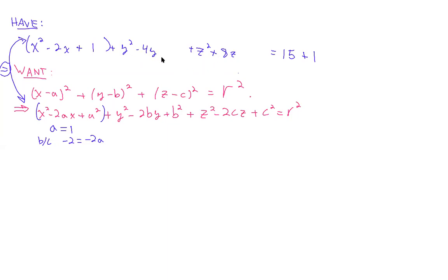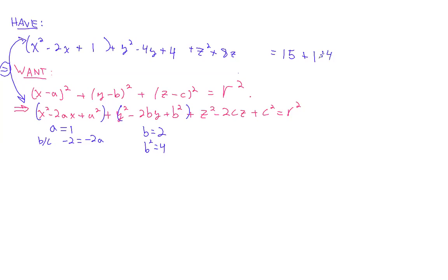Same story with the y and the z terms. So for the y terms, we can see in this case that y squared minus 2by plus b squared, b is going to be 2. We see that. Y squared minus 4y. So b squared is then 4, so we're going to add a 4 on that side, plus 4.